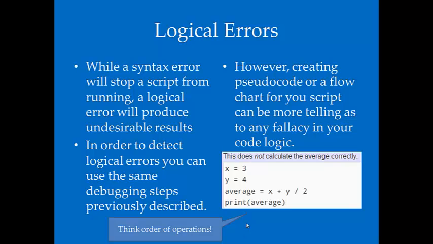And so what do we mean by logic error? Here is an example of a Python script that the purpose of it is to produce an average of two variable numbers. And in this case, we have average equals x plus y divided by 2. Now this is not going to produce the average we would expect because of the order of operations. So what we would want to do is actually put parentheses around x plus y to signify that should occur before the division. And so that is an example of a logical error.